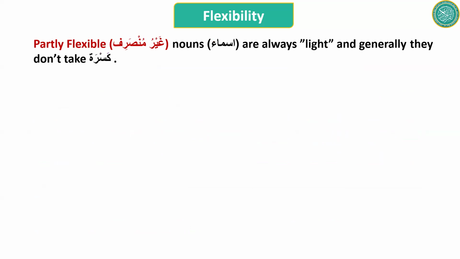Partly flexible isms are always light, and generally they don't take kasra on the ending haraka. They don't take zir. They are always light and generally don't take kasra. Their ending haraka is not kasra, generally speaking. This is how we define a partly flexible ism.